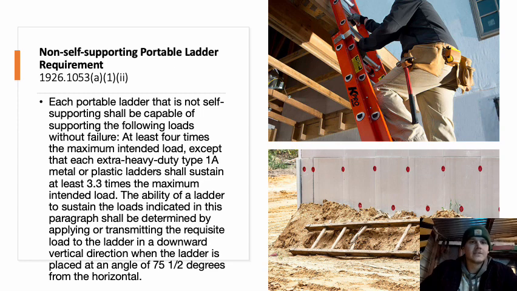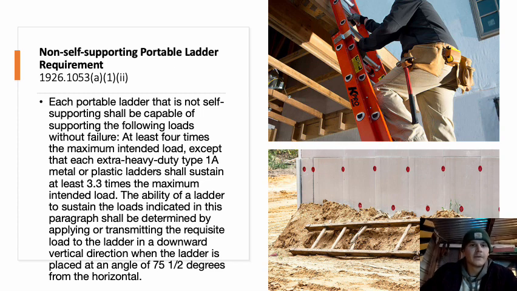But yeah, this one's pretty much the same. It says at least 4 times the maximum intended load, and then it talks about the extra heavy-duty type 1A metal or plastic ladder shall sustain at least 3.3 times the maximum intended load. So talking about the extra-duty type 1A metal or plastic, so the better versions, you could say.